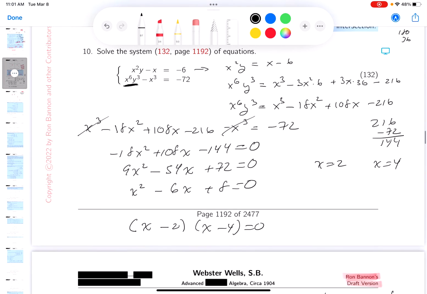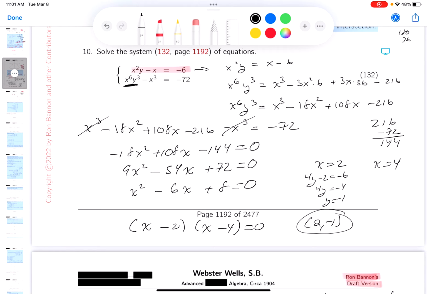Well, let's go back, and I've got to figure it out. So I'm going to use this equation here to do it. All right, we'll look at the picture later, by the way. So if x is 2, what do you get? You get 4y minus 2 equals minus 6. 4y equals minus 4. y is minus 1. So what do you get over here? The point (2, -1). We'll check it later, by the way.